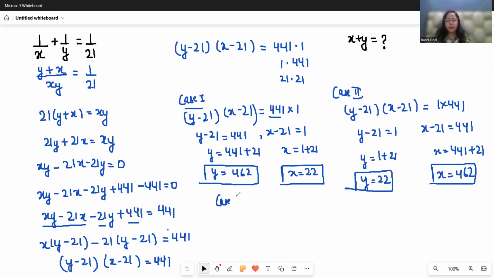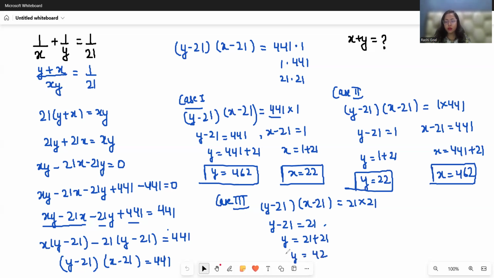Now case 3. (y minus 21) times (x minus 21) equals 21 times 21. So y minus 21 equals 21. Y equals 21 plus 21, sorry. So y equals 42. And x minus 21 equals 21. X equals 21 plus 21. X equals 42.